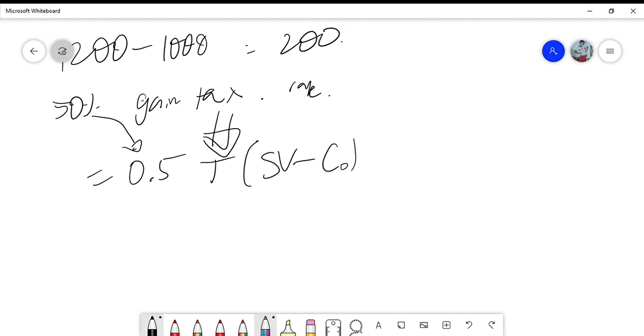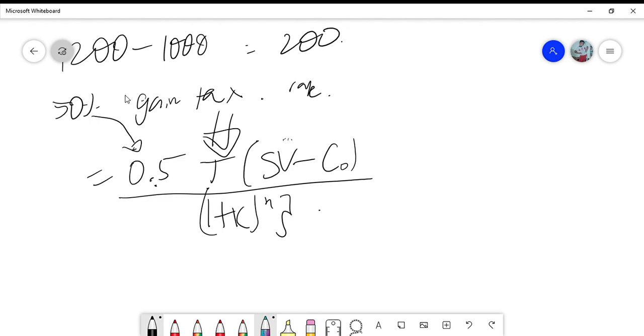What? Salvage value minus cost? Okay, I don't know. 1 plus k, 1 plus the rate, all over n. This part is just to bring it back to the present time. This part is because 50% of your realized capital gains is subject to a tax. Here's the tax rate, and here's the salvage value, I think. Minus C0. What is C0?